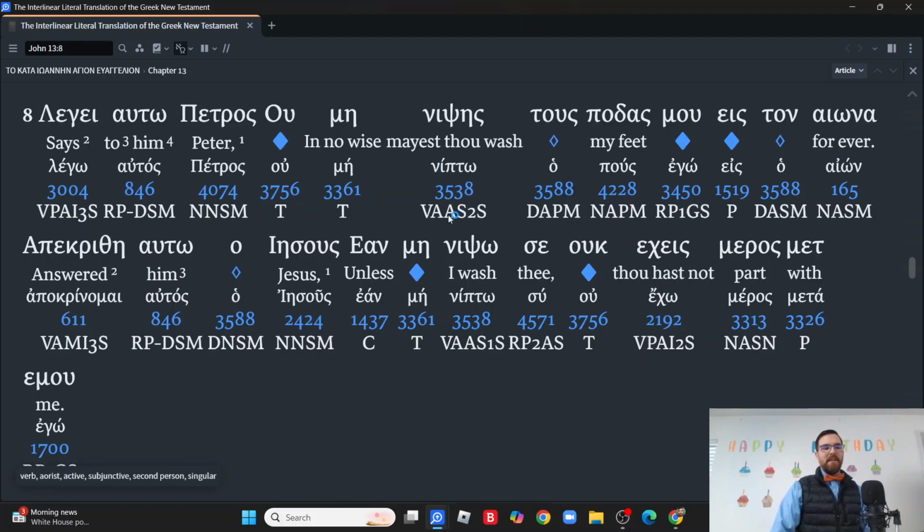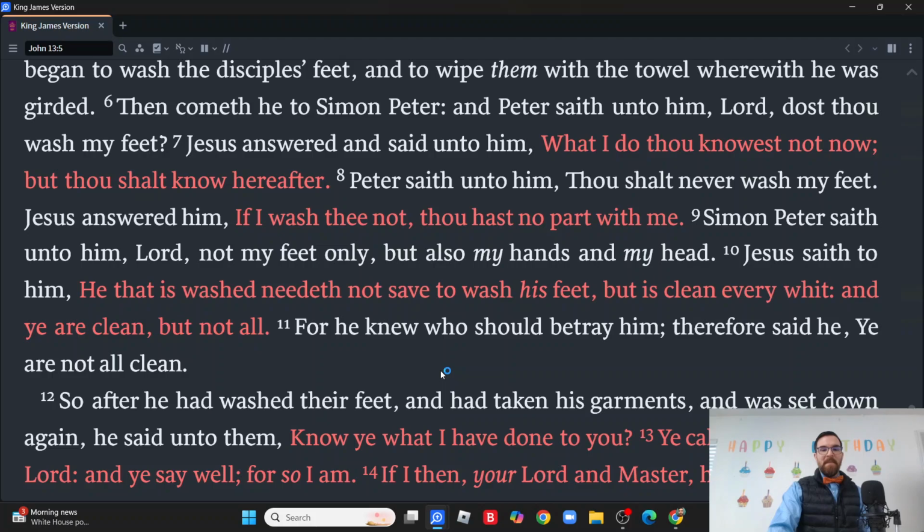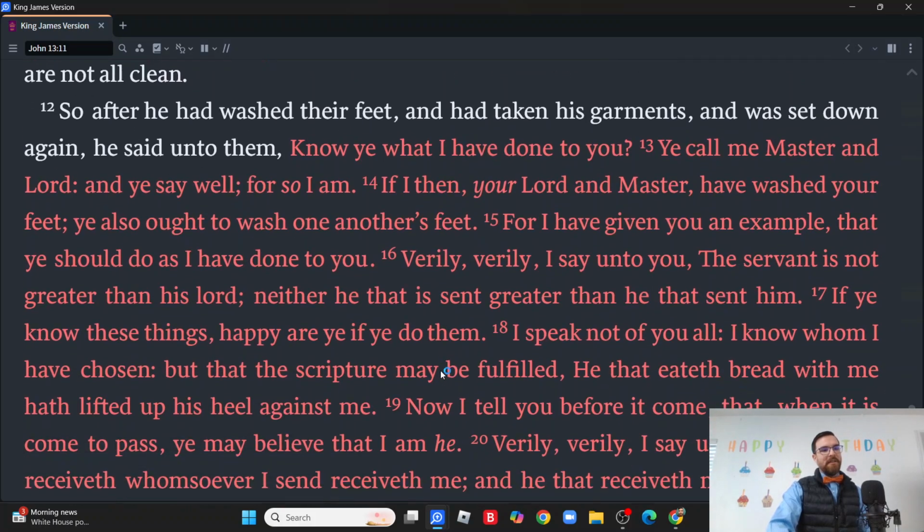And this is an aorist active subjunctive. And because there's this negative particle with the aorist active, with the subjunctive, oh no, that's the conditional. There's no conditional. But it is a very strong negation, like never wash my feet. And then he's like, unless I do this, you have no part. Like, this is a big deal. And then he washes their feet, and then he teaches, right?